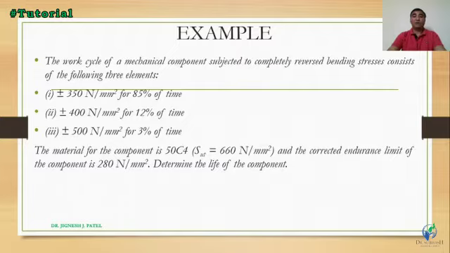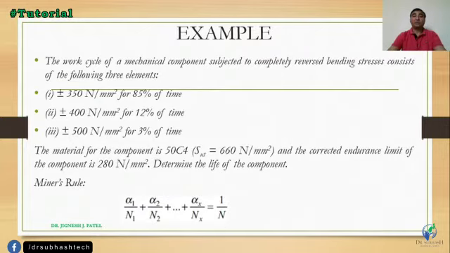Now you have already studied Miner's rule in the theory portion. So what is the equation of Miner's rule? The equation is alpha 1 upon n1 plus alpha 2 upon n2 plus alpha x upon nx is equal to 1 by n, and alpha 1 plus alpha 2 plus alpha 3 plus alpha x is equal to 1, in which n is the life of the component that we have to find. Now let us solve this example.